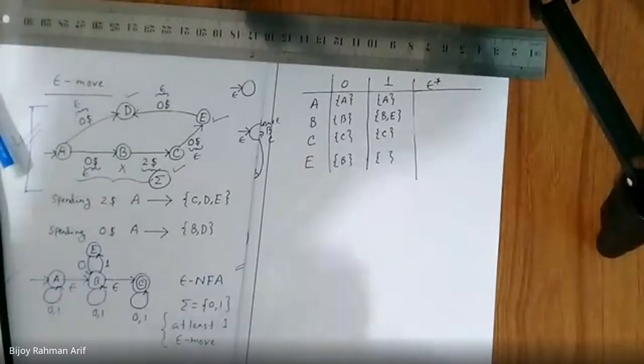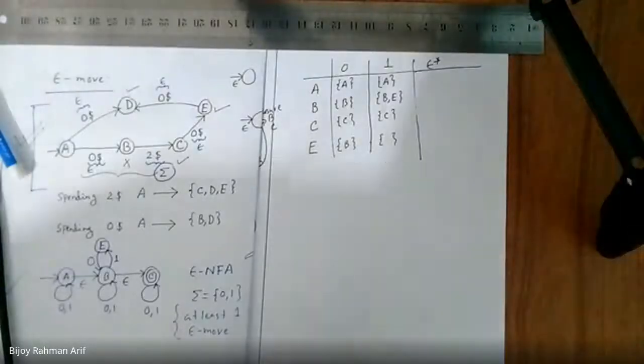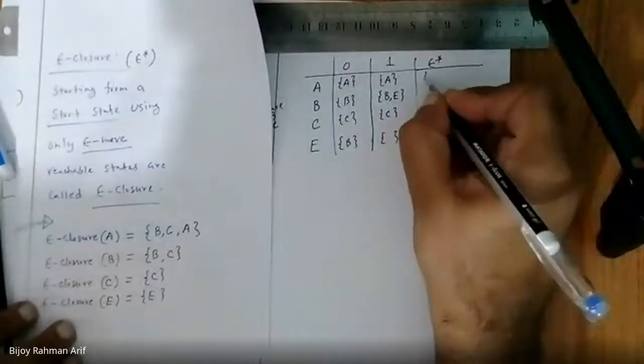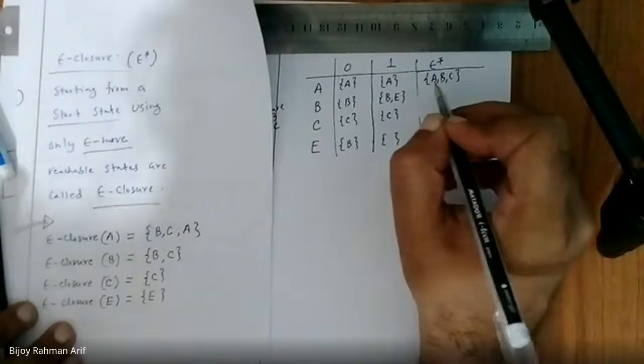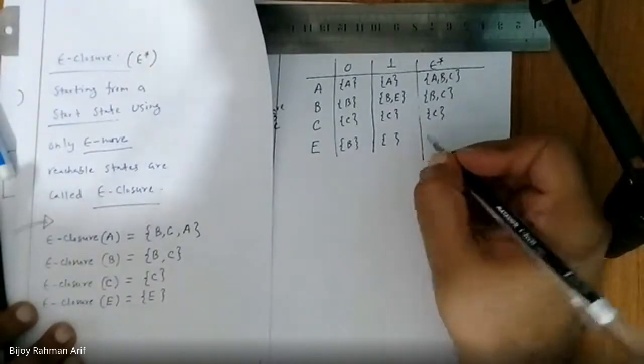B seeing 0. Sir, are you writing 0 and 1 for B below? Okay, fine, sir. Okay. What is epsilon closure of A? ABC. What is epsilon closure of B? BC. What is epsilon closure of C? C. What is epsilon closure of E? E. Done. I don't need this picture, the table is enough.